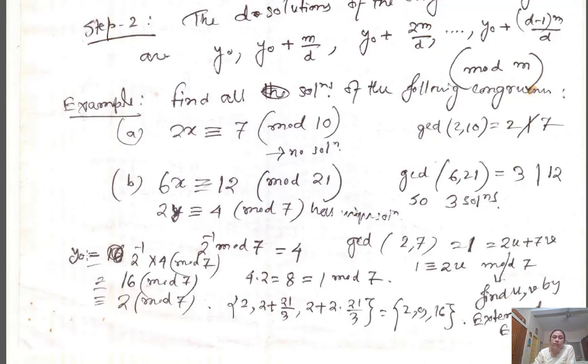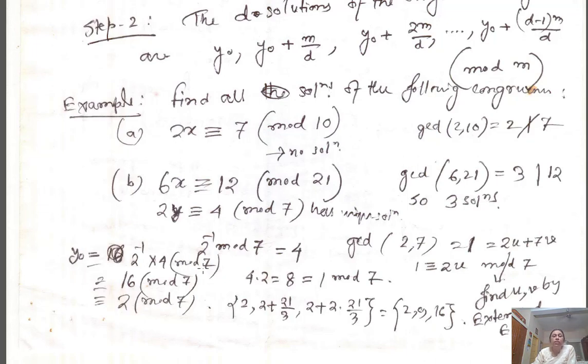So 2 inverse is 4. Now for the original equation, this equation has a unique solution. That is, the solution y0 will be 2 inverse into 4 modulo 7. 2 inverse is 4, so 4 into 4, 16 modulo 7. That means 2 modulo 7. 16 modulo 7 means 2, because if you divide 16 by 7, you get 14 and the remainder 2.